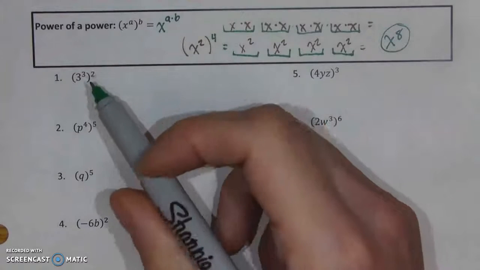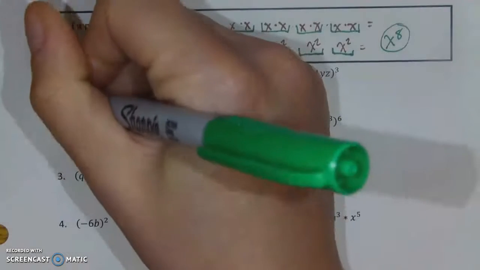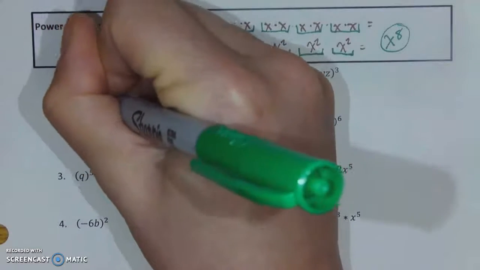So you can try these out. You can, of course, do it the long way. I could say I'm doing 3 to the third 2 times, so 3 times 3 times 3.